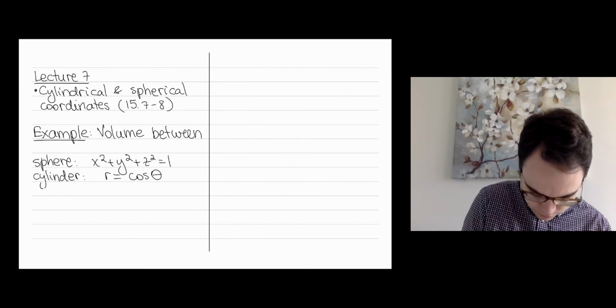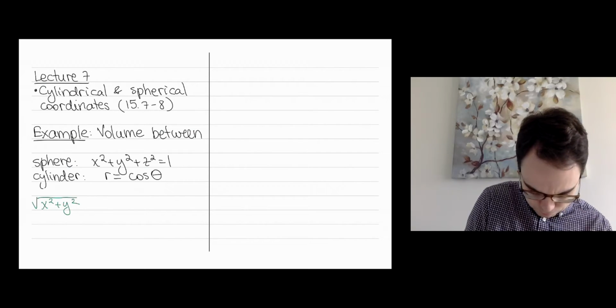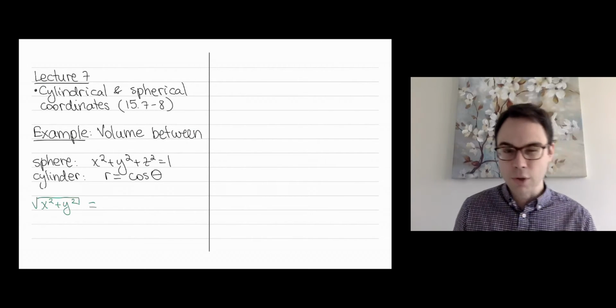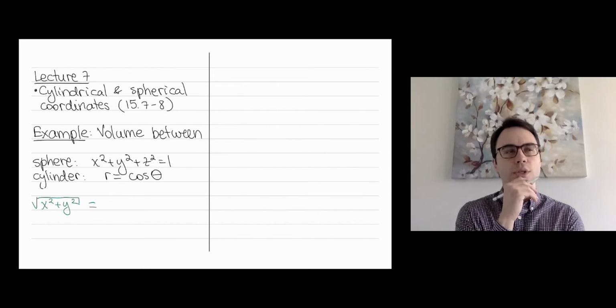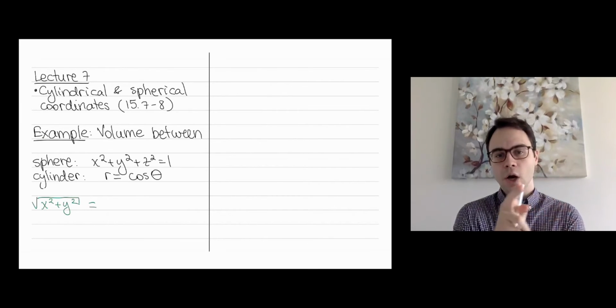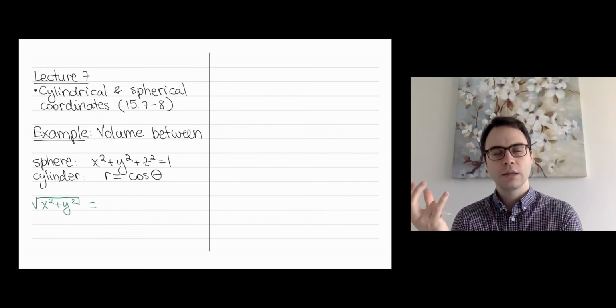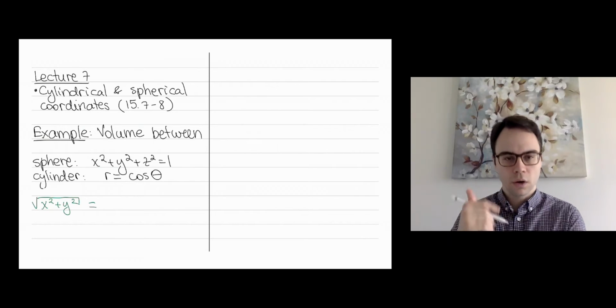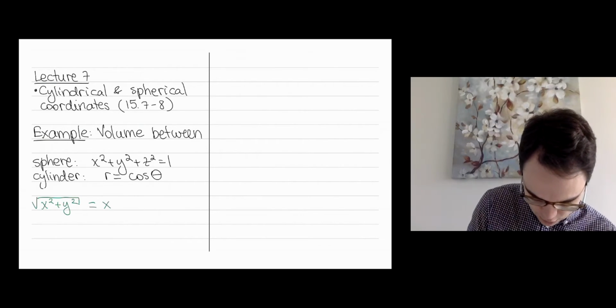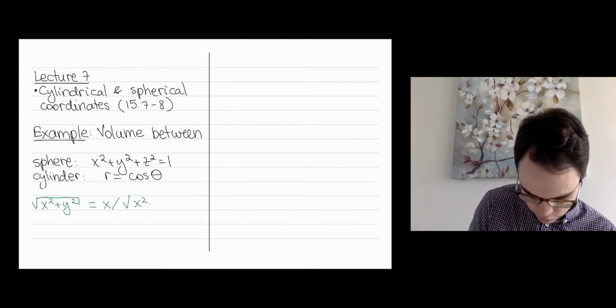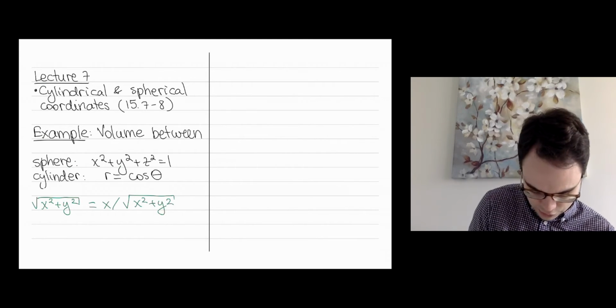So r, in terms of Cartesian coordinates, is the square root of x squared plus y squared, and that's equal to cosine theta. Now x is r times cosine theta, so cosine theta is x over r. So that's x over the square root of x squared plus y squared. So that's the equation of the cylinder in Cartesian coordinates. Let's massage this a bit to get it into a familiar shape.